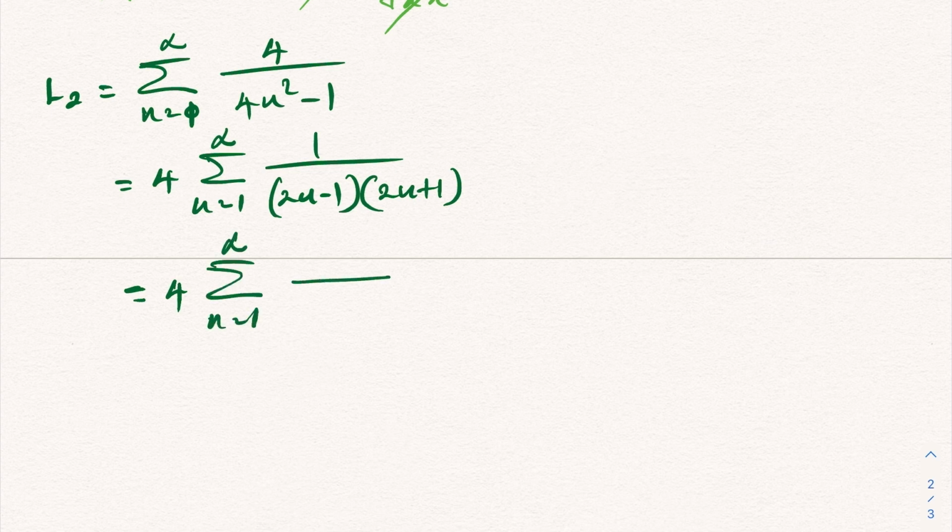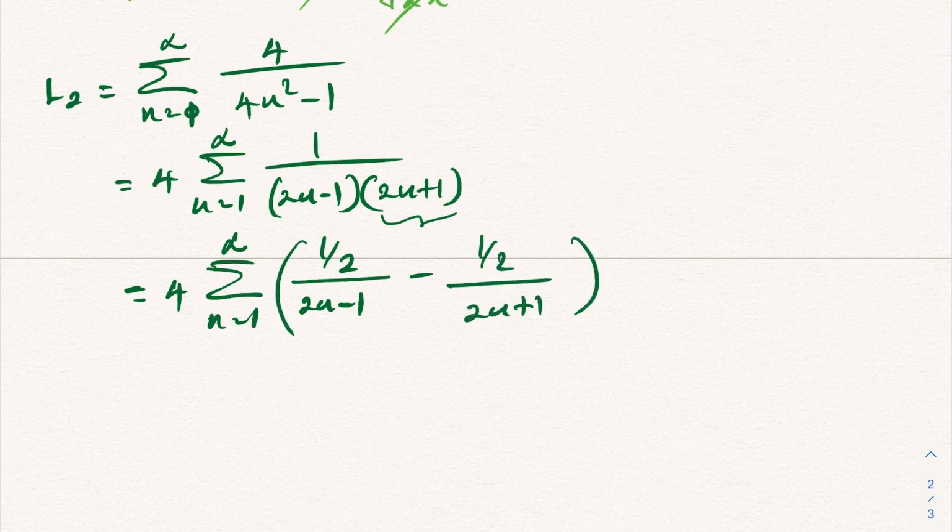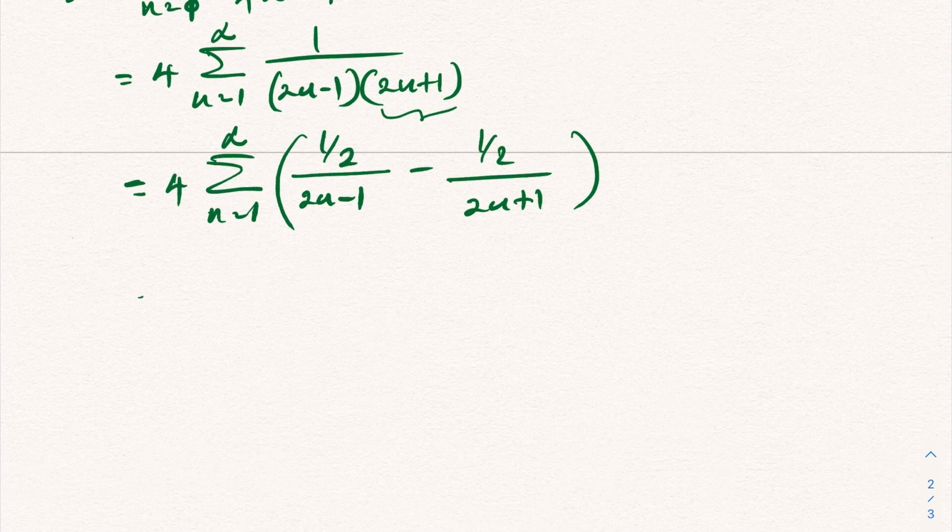So we have 4 times sum n is equal 1 to infinity. Now according to cover method, here 2n minus 1, so here we should plug in 1/2 for n. So we have 1 over 2. Similarly, we have 1 over 2 times 2n plus 1. Then 1/2 we can take outside of the sigma notation. So here we have 2 times sum n is equal 1 to infinity, here 1 over 2n minus 1.